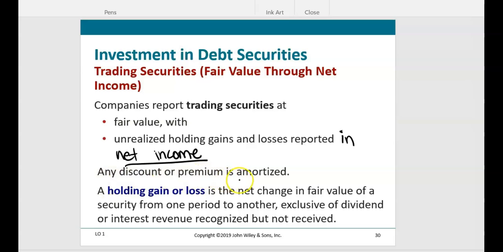Again, any discount or premium is amortized. A holding gain or loss is just like the unrealized, except we're realizing it. Just like unrealized, it still is unrealized, but because we're going to actually realize it in the near future, we're putting those unrealized gains and losses into net income.